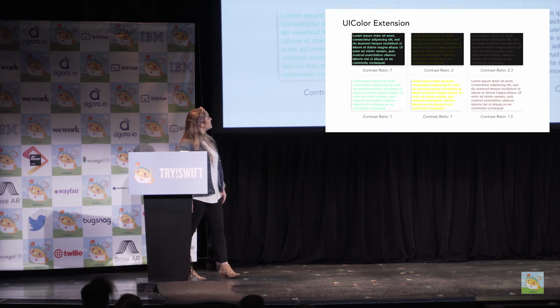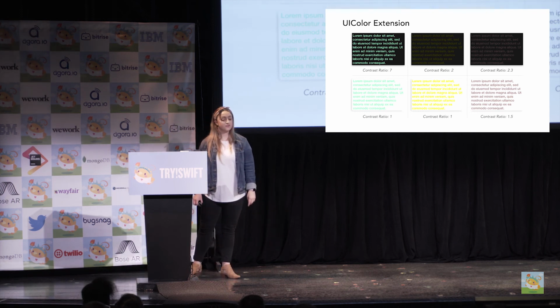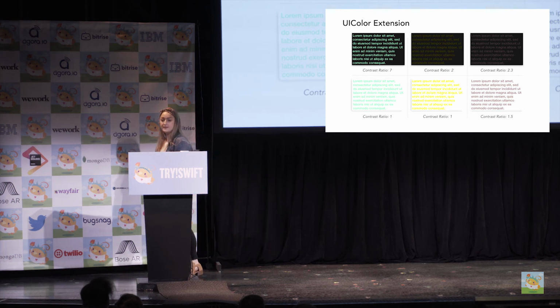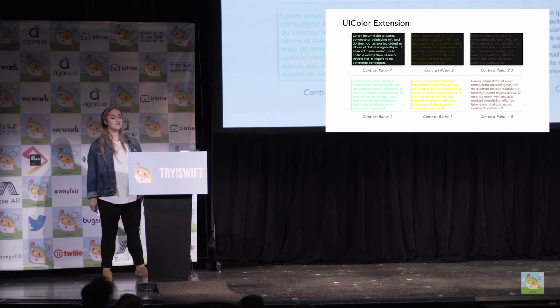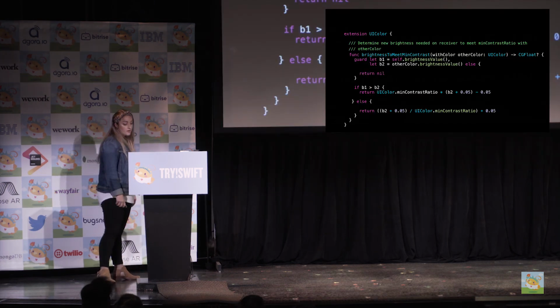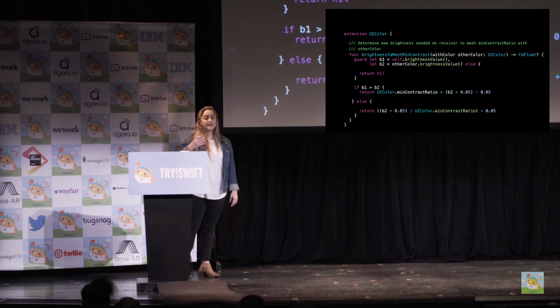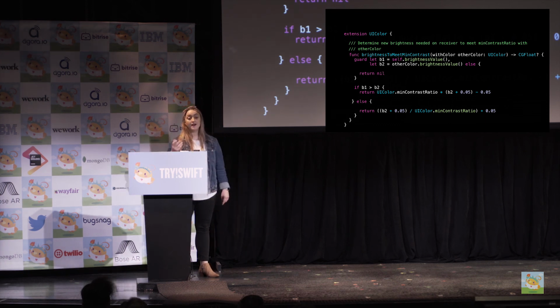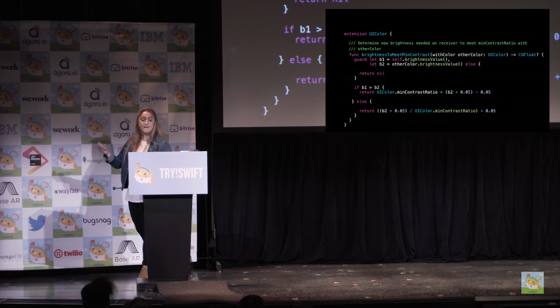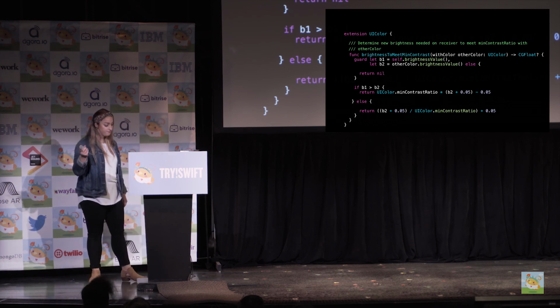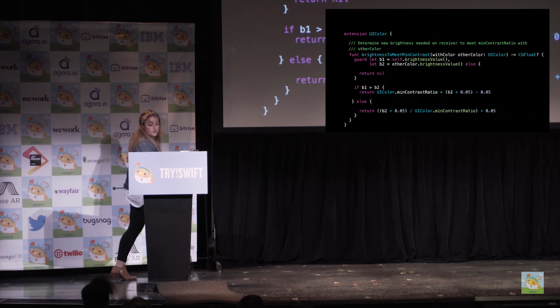Here are some similar examples with text on a background. You can see the contrast ratios. Other than the first one in the top left, they're all pretty hard to read. Let's see what we can do to change that. Here, we write a method that will calculate the new brightness needed for your foreground color in order to meet that minimum contrast ratio.